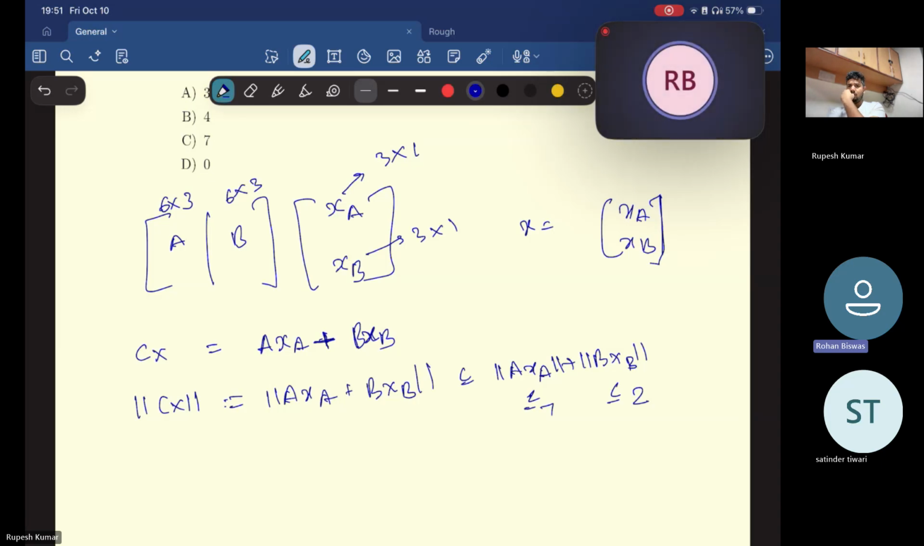Sir, I think Satinder is muted and he wants to tell something. He sent a chat or something. Can you unmute him? So, Jordan canonical form.